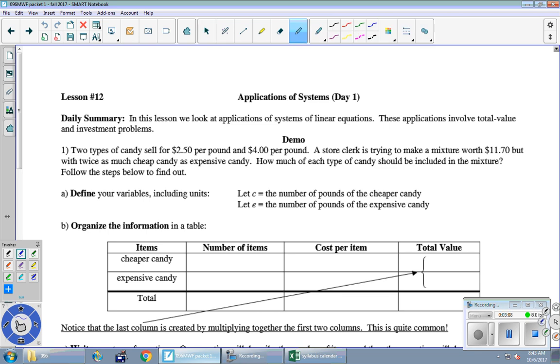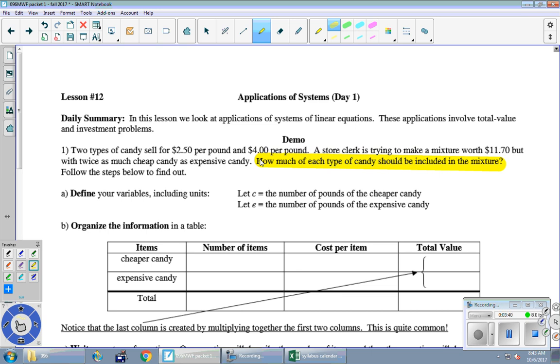So we're going to answer that question through the course of this page right here. So our first step is the same as it has been for other word problems, is to define a variable. And if you look real carefully, I am telling you what the variable should be. How much of each type? So we're going to let C equal the number of pounds of the cheaper candy, and E equal the number of pounds of the expensive candy. It's not the cost, it's the number of pounds. You are answering how much.